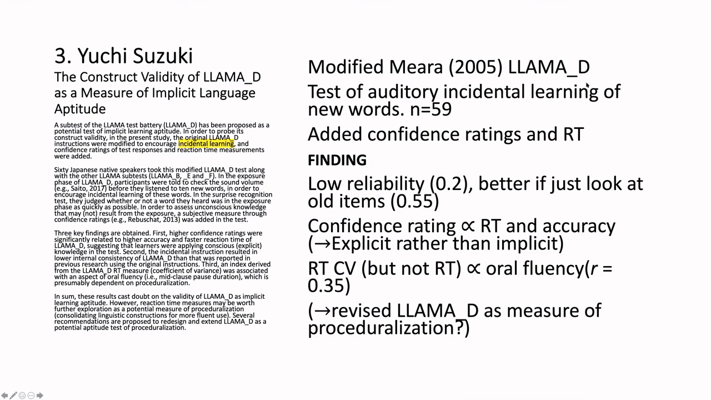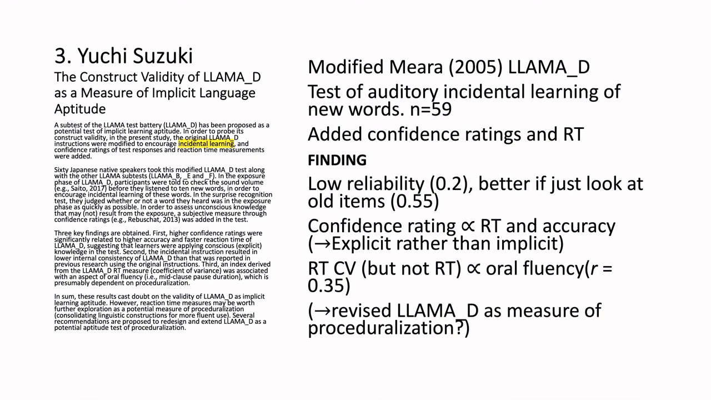The third research question was looking at this Llama-D test, which has been used in the past as an index of incidental learning. 60 participants, made the instructions more incidental, added reaction time and confidence ratings. What did they find? They found that Llama-D had low reliability. It just about squeezed in as acceptable if you just looked at the old items.